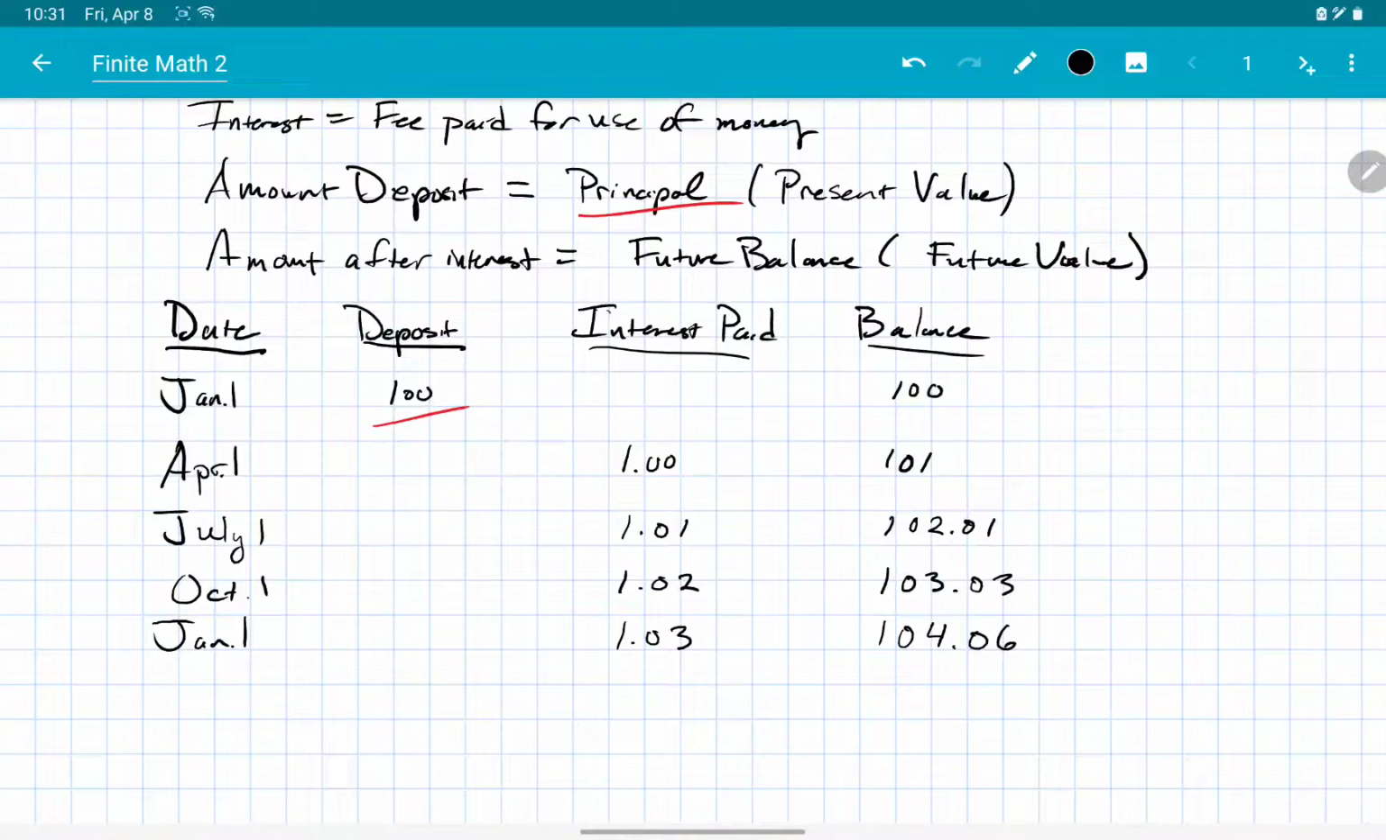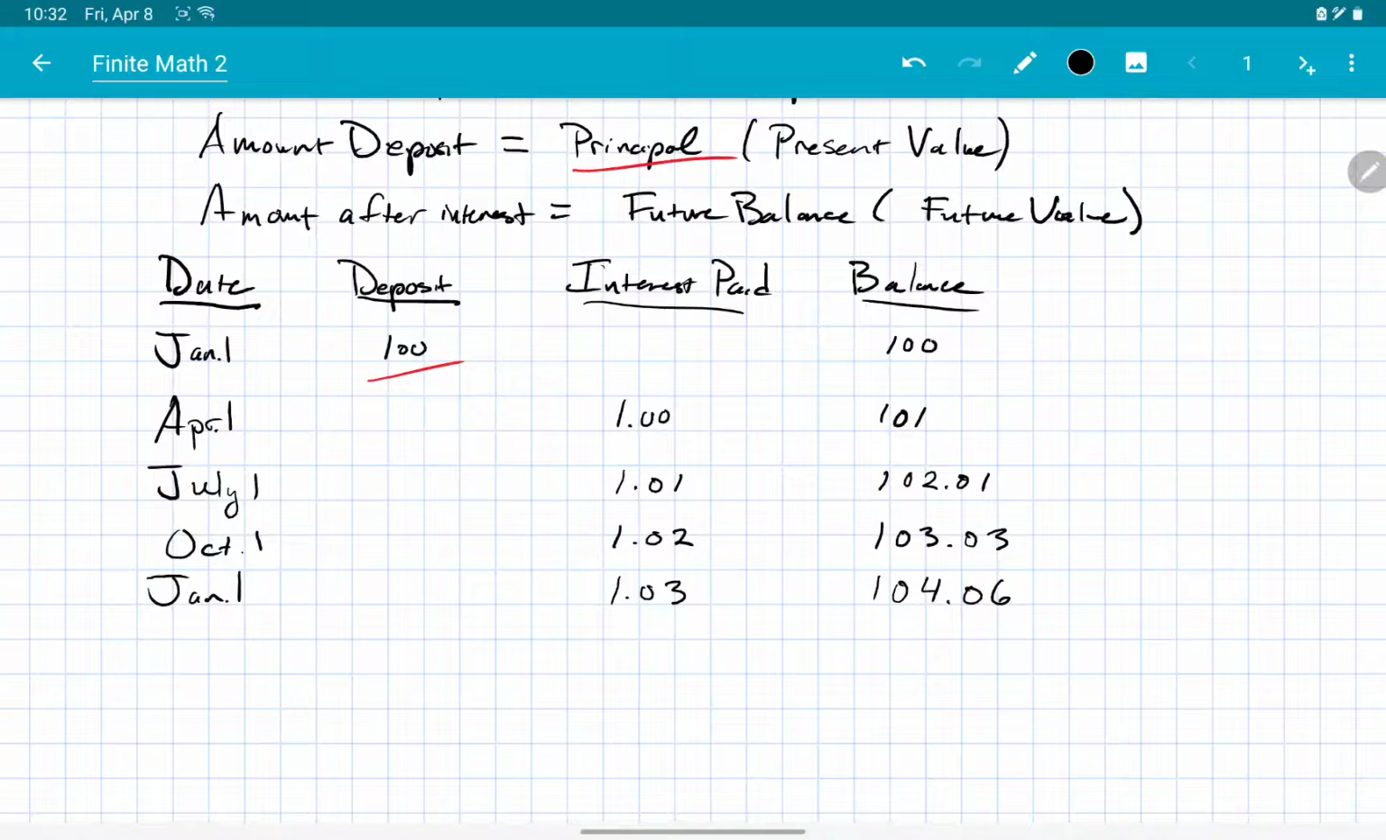Okay, so there's an example of what we have. Now, why is the interest paid increasing? Because they are paying you a fee to rent your money. You have more money, so the fee needs to increase. And this is called compounding.